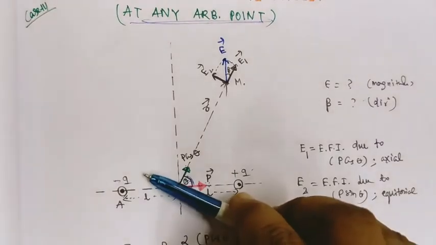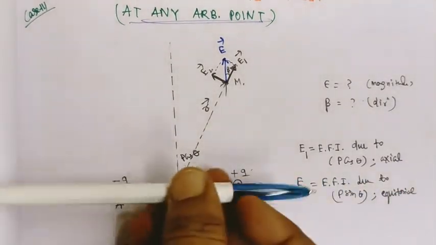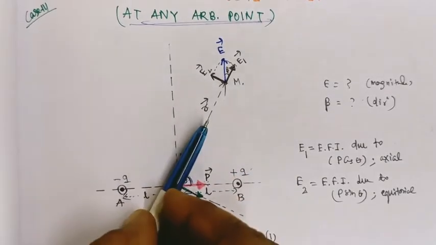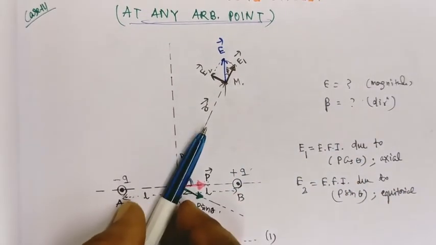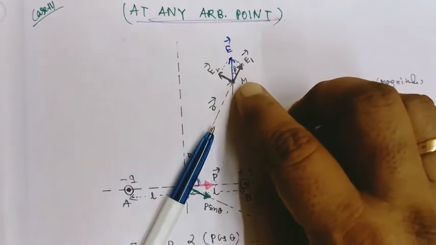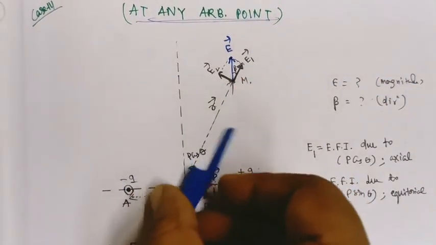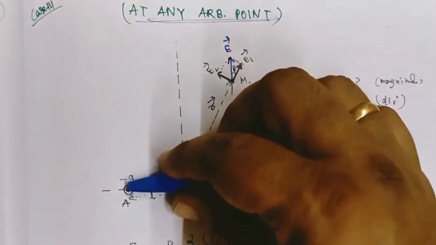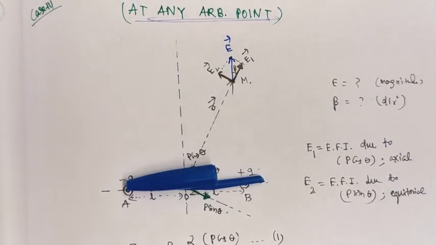Now you see, this is your dipole. Previously the dipole is in this way. Now it is split into two parts. One is P cos theta and another one is P sin theta. First one is P sin theta, and your desired point is here. Now again I am repeating. Initially your dipole was in this way, dipole moment. Now it is split into two parts.